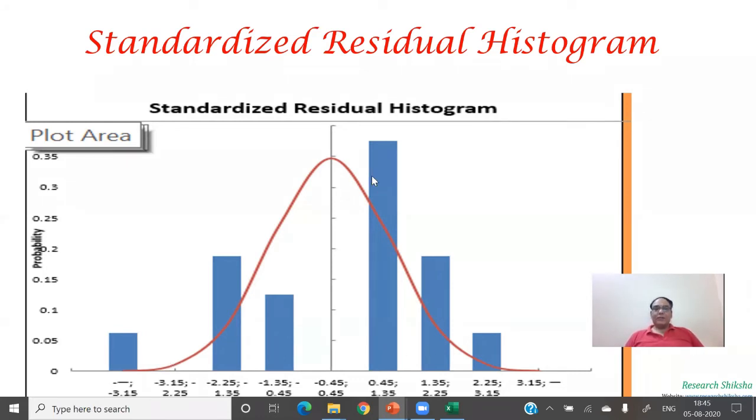This orange line is showing you the normal distribution, and if most of the studies are under this, then we can say there is no bias. There is no p-value, there is nothing like that here. You just find out whether most of the studies are forming a normal distribution or not.